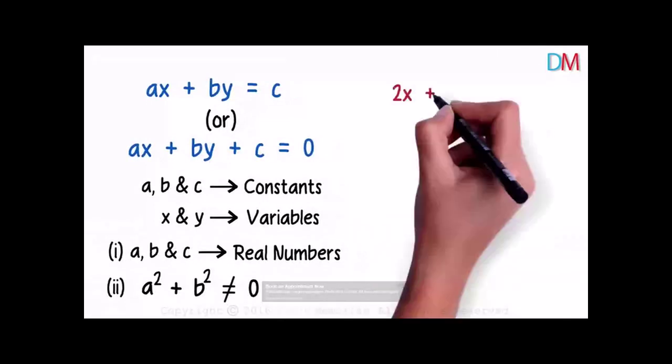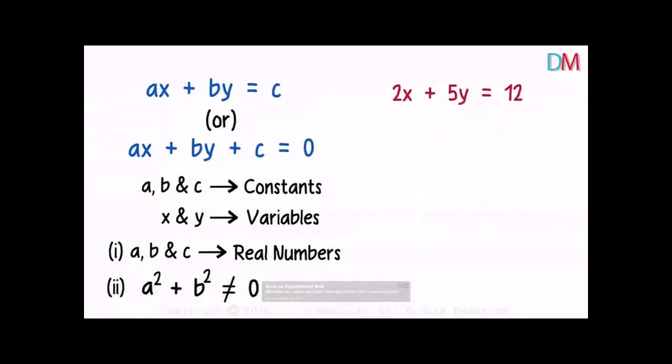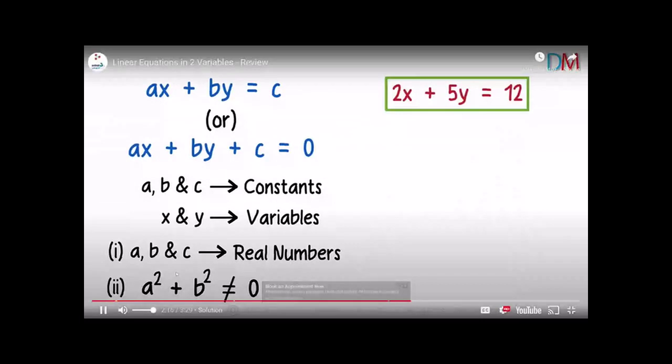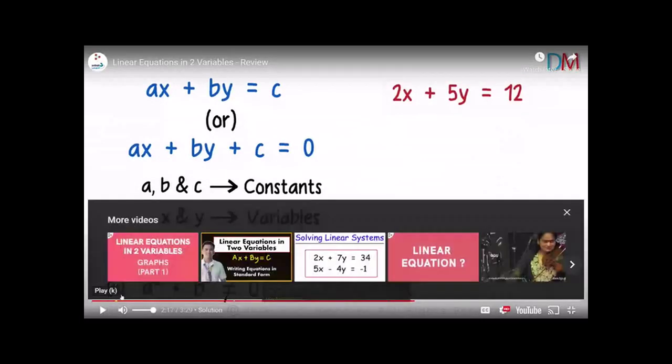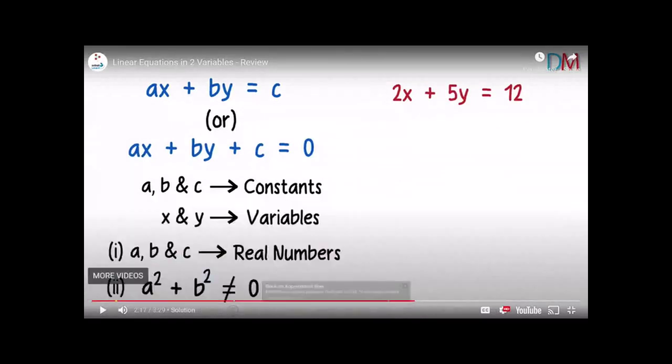Now let's just consider the first equation we saw. 2x plus 5y equals 12. What is the solution to this equation? The solution to a linear... Why is she saying a squared plus b squared not equal to 0?